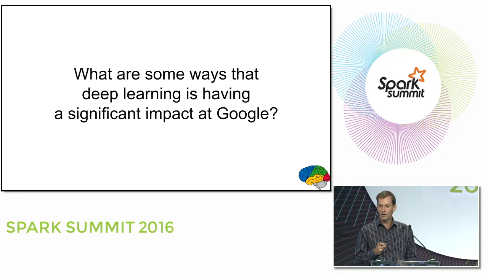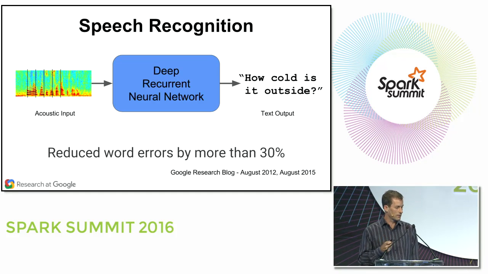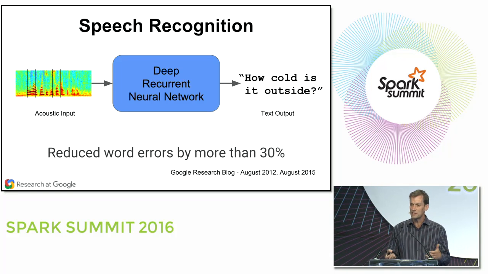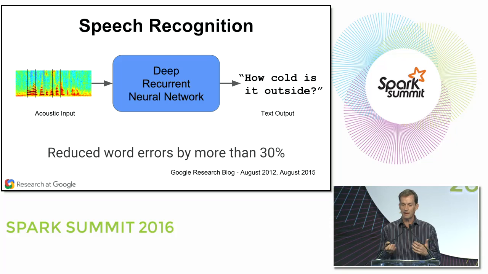OK, so let me just walk through some of the uses that we've been using for deep learning at Google. As I said, one of the first things we did was work with our speech team to really improve the quality of our speech recognition models. And through a series of different updates of the model to use more computationally expensive neural nets, we've actually been able to reduce the word error rate very substantially.